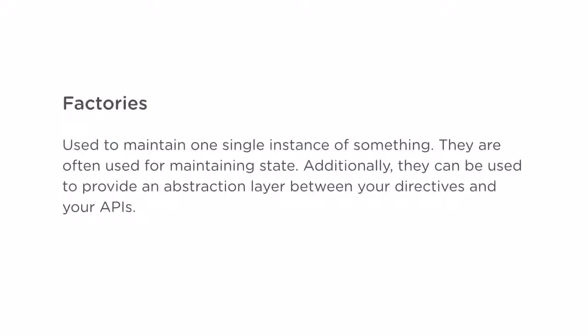In contrast, Angular's factories are used to maintain one single instance of something. They are often used for maintaining state, such as the single user object that you want various directives to be able to interface with. Additionally, they can be used to provide an abstraction layer between your directives and your APIs, making many of those connections more flexible and modular. Rarely, if ever, will your user interface with a service directly, but instead those services will be dependencies of your directives and controllers, which we'll get to in a moment.